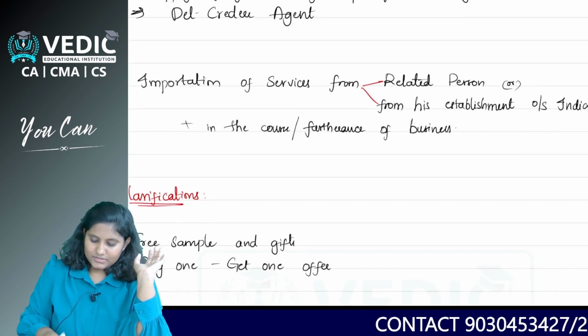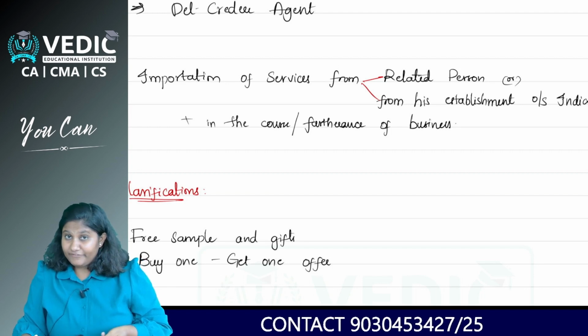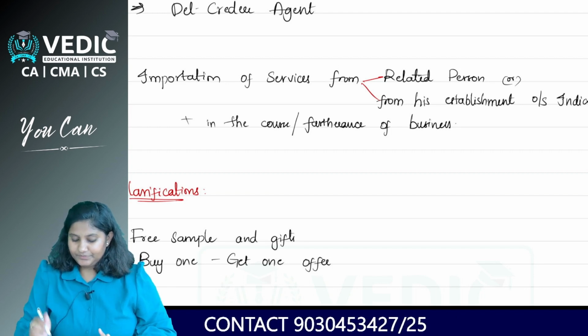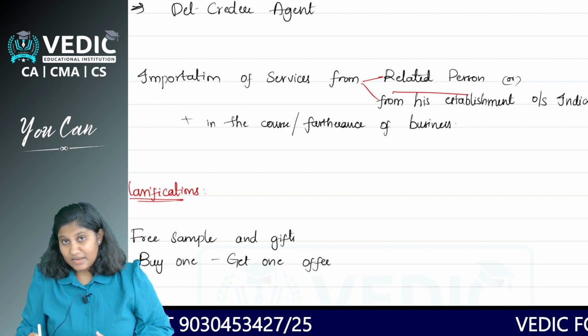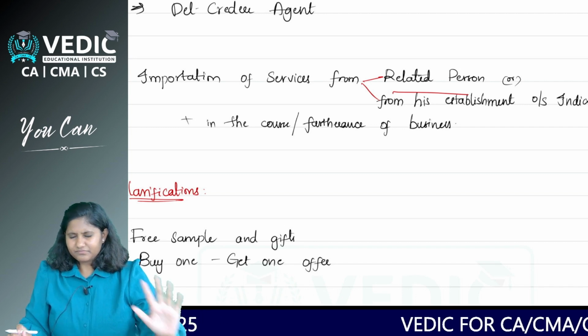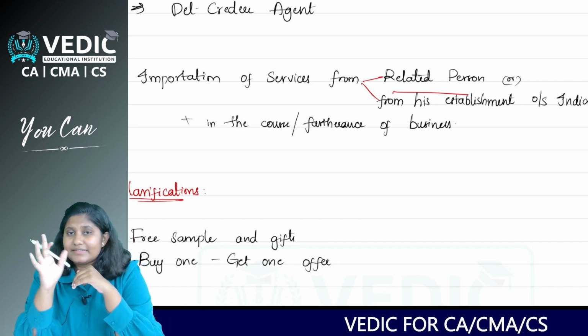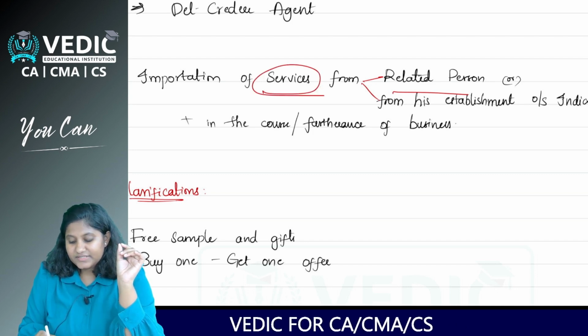Okay. Next, importation of services. We already discussed this in 7(1)(b). See here, importation of services from a related person or from his establishment outside India in the course or furtherance of business. Here, consideration is obviously missing. There is no consideration. What do we have? Importation of services from a related person.